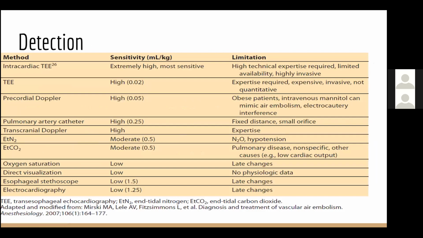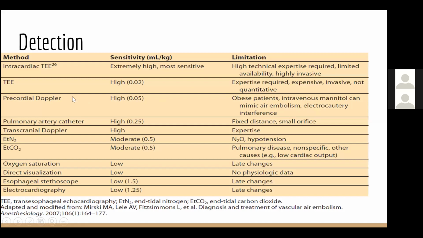Or grade it. So what are the methods to detect it? Different methods have different sensitivity. The sensitivity depends on the mL per kilo. The most sensitive is intracardiac echo. Each method has a limitation. Intracardiac echo needs high technical expertise, has limited availability, and is highly invasive. Then transesophageal echo and precordial Doppler both have high sensitivity. TEE is more sensitive, able to detect 0.02 mL per kilo. Again, expertise is required, it is expensive, invasive, and not quantitative.